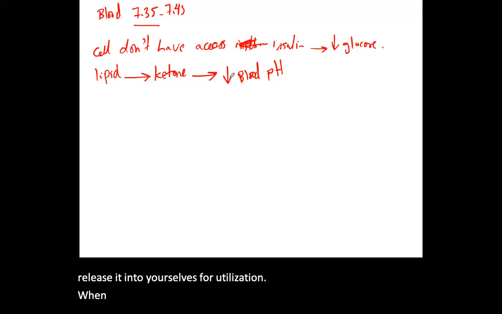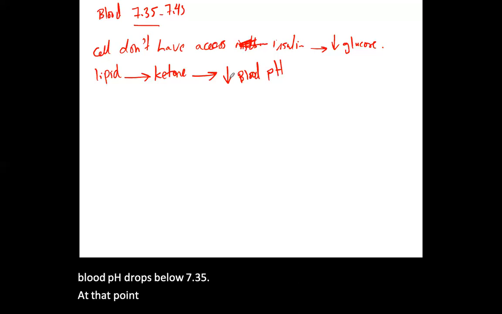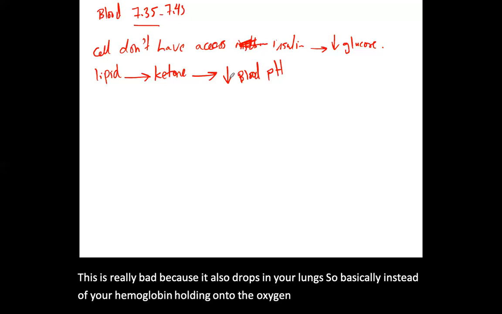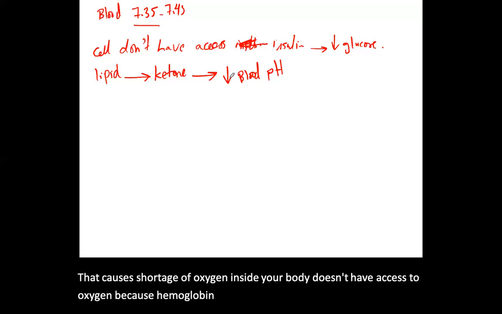When you drop your blood pH because you have a lot of ketones, your blood pH drops below 7.35. At that point, the affinity of hemoglobin for the oxygen drops throughout your body. This is really bad because it also drops in your lungs. So basically, instead of your hemoglobin holding onto the oxygen, it is dropping off the oxygen. That causes a shortage of oxygen inside your body. Your body doesn't have access to oxygen because hemoglobin is not carrying it very effectively anymore.